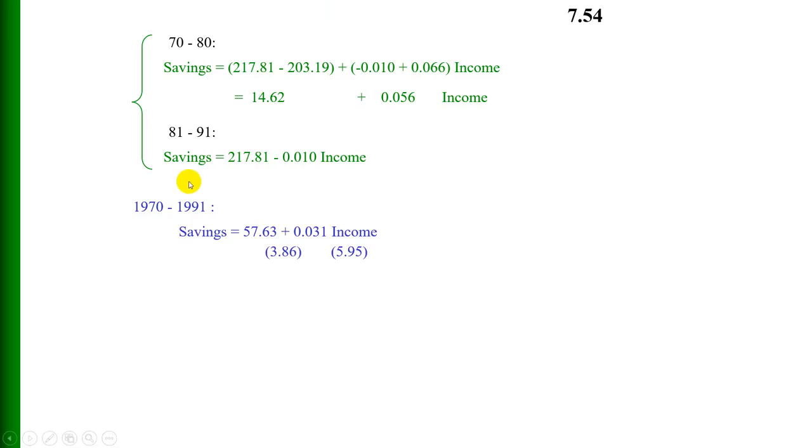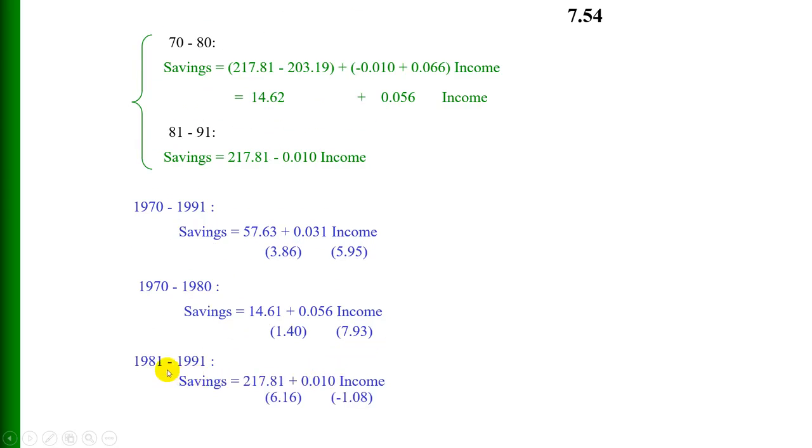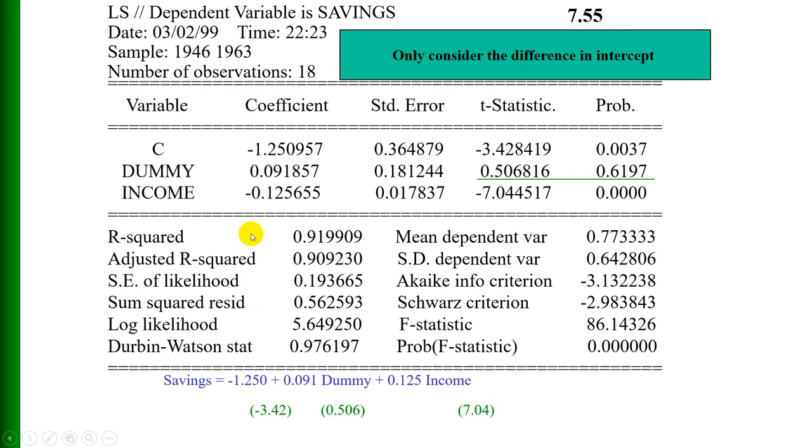and this is for 1970 to 91. This is the entire period, and this is for 70 to 80, and this is for 81 to 91. So you can compare all these values. This coefficient is different than this, and this constant is different from this and this.